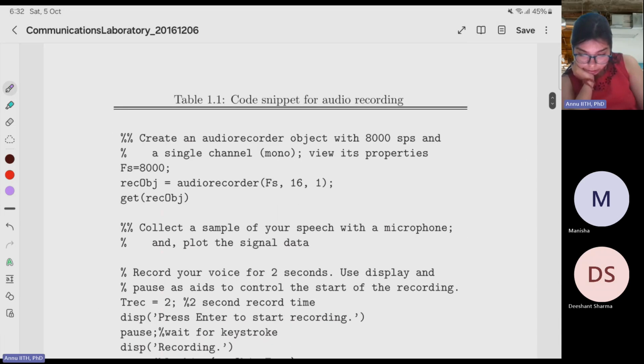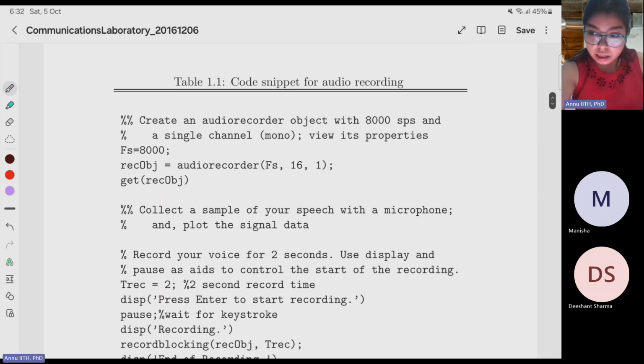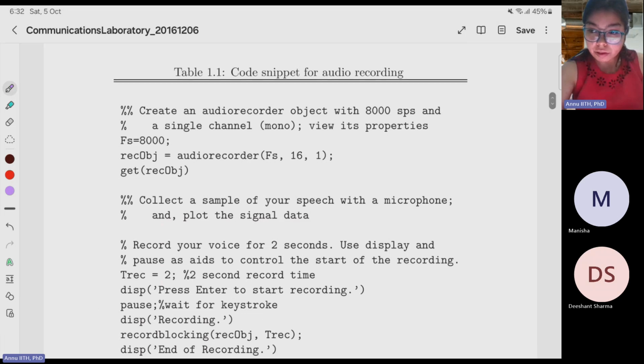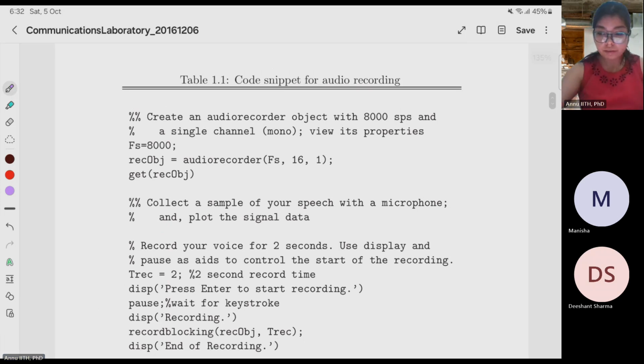This is the course snippet for students. Sorry for the disturbance. This is the course snippet for the audio recording. You can see the audio recorder object. Try to see this, what actually we are doing. Wait for a while.